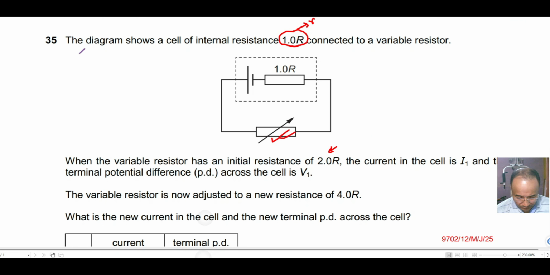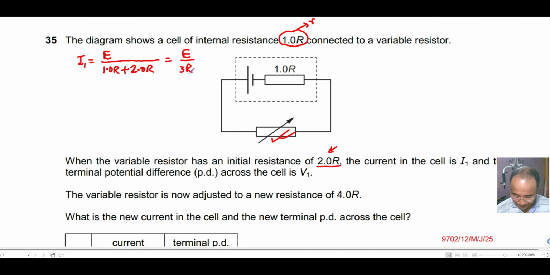So we have got I1 is equal to the total EMF of the source by the total resistance. Now the total resistance is this thing: 1.0 R, plus the other one is 2.0 R. So this ultimately gives us E by 3R. So the value of I1 is equal to E by 3R.